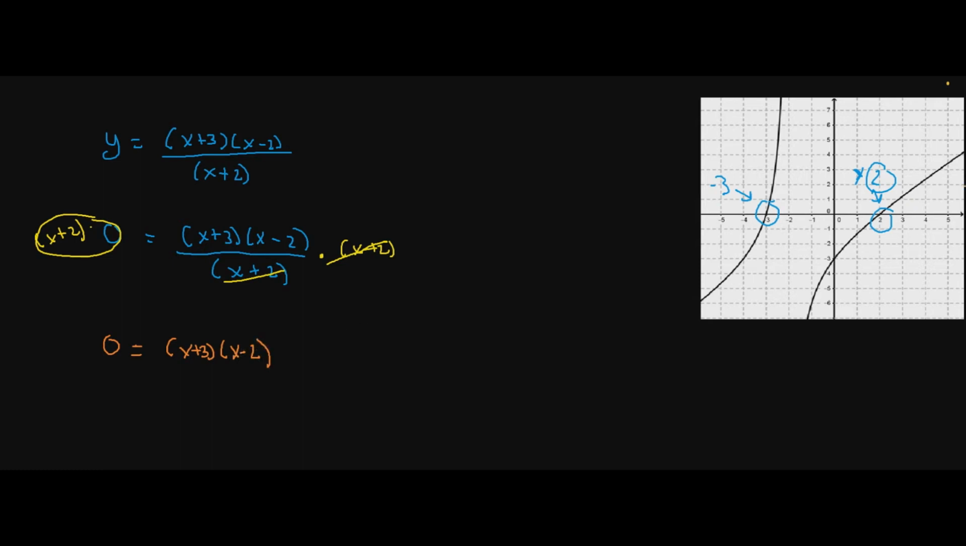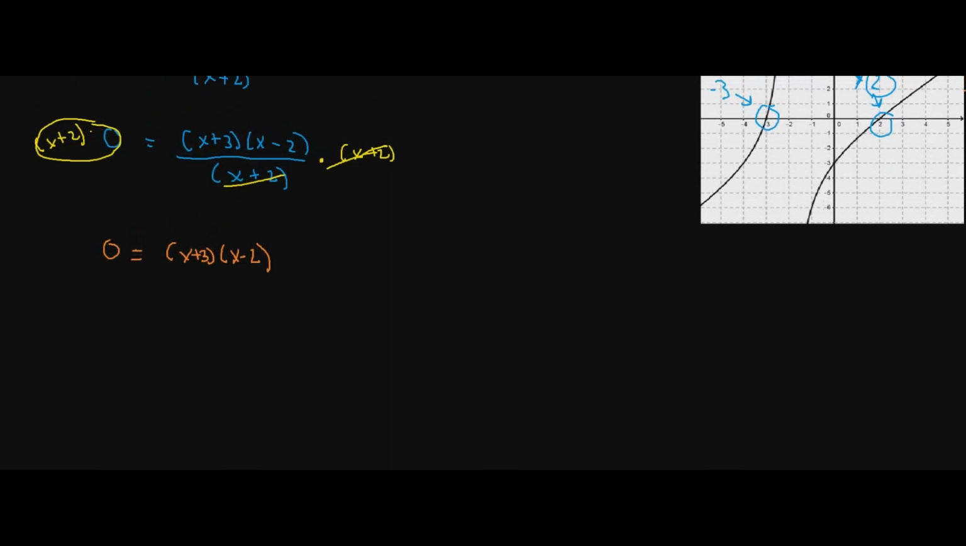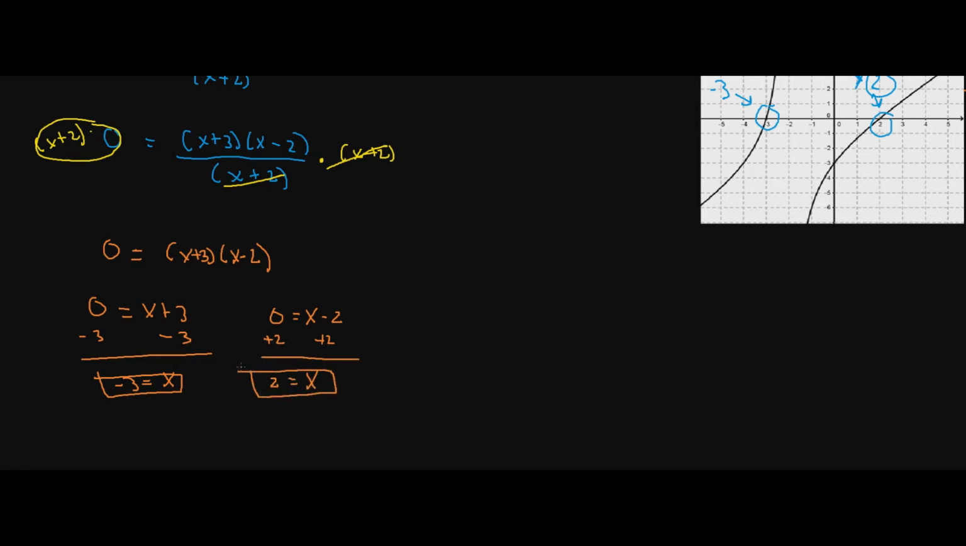Now, all we need to do is solve for it like we have in the past. We get 0 equals x plus 3. We set these up individually and solve for them. You might be able to do this in your head, but we'll do it step by step. We get that x is equal to -3. Then over here we add 2 to both sides, and we get that x is equal to 2. There you go. You can see it matched the graph right over here: -3 and 2.